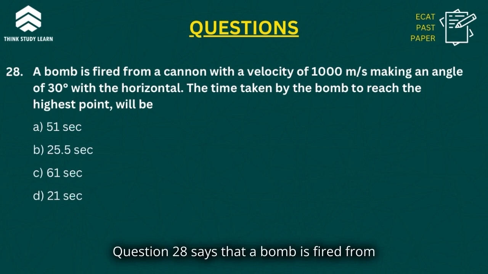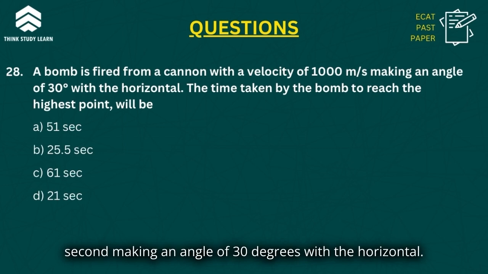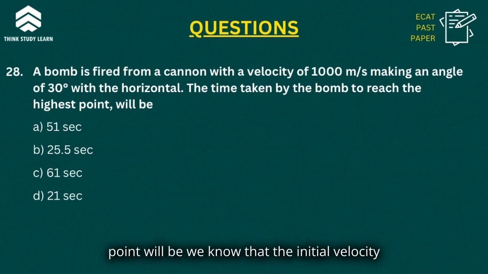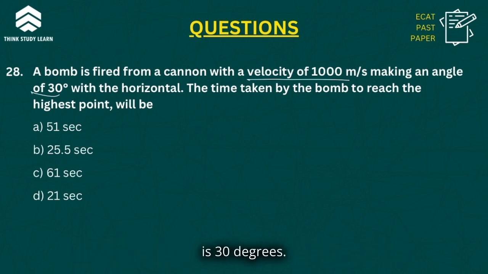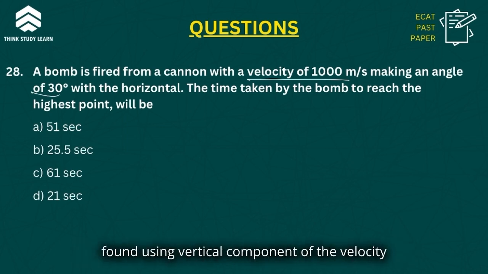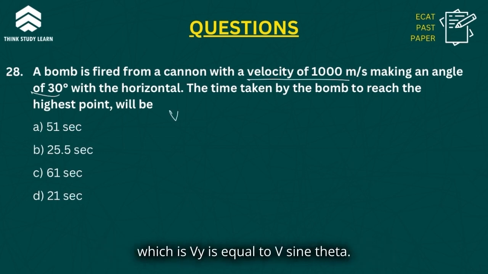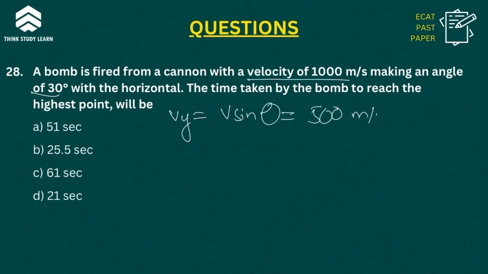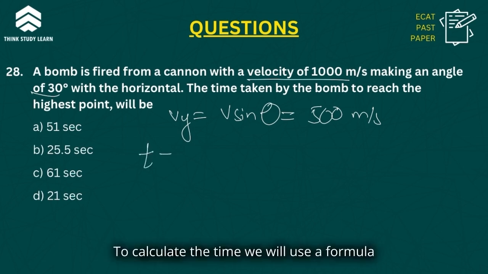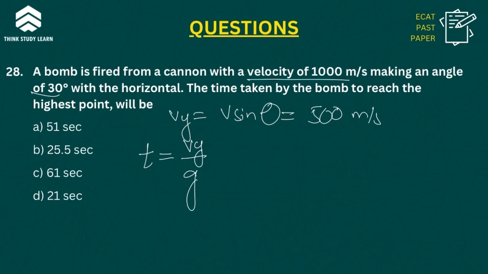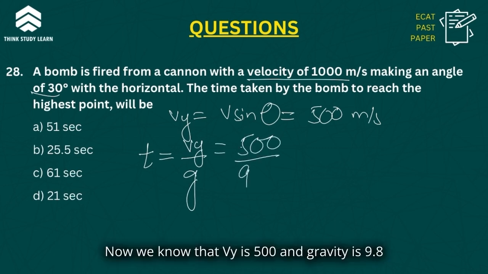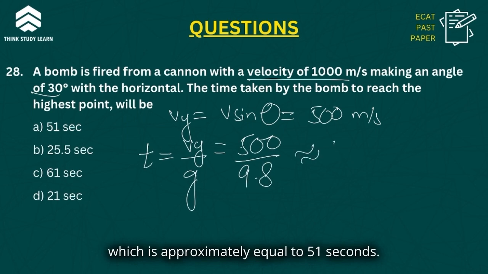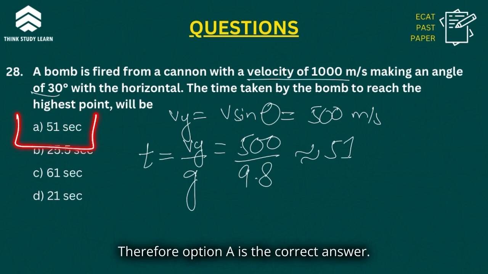Question 28 says that a bomb is fired from a cannon with a velocity of 1000 meters per second, making an angle of 30 degrees with the horizontal. The time taken by the bomb to reach the highest point will be. We know that the initial velocity is 1000 meters per second and the angle of projection is 30 degrees. Time taken to reach the highest point can be found using the vertical component of the velocity, which is Vy equal to V sine theta. By putting values and solving it, we get 500 meters per second. To calculate the time, we'll use the formula T is equal to Vy over g. Now we know that Vy is 500 and gravity is 9.8, which gives approximately 51 seconds. Therefore, option A is the correct answer.